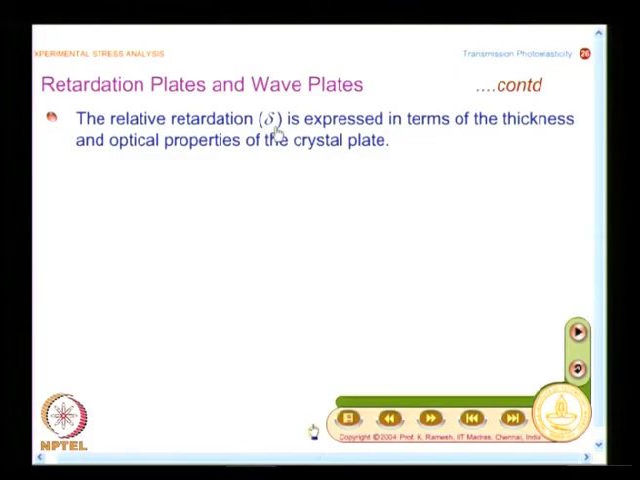So, now what we want to do is get an expression for delta as a function of the thickness and properties of the crystal plate. So, how do you go about it? What is the clue?